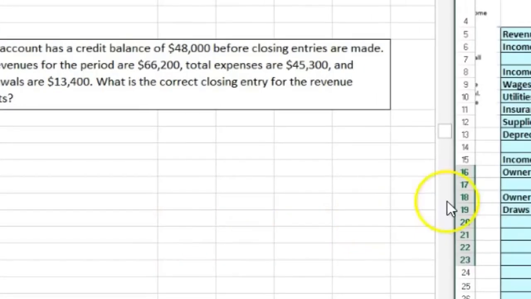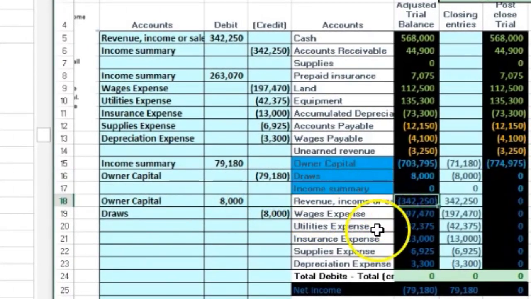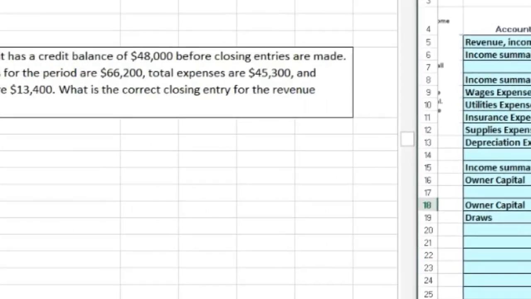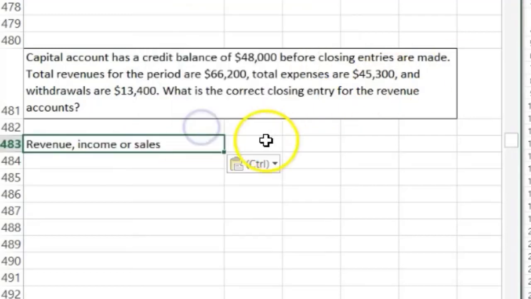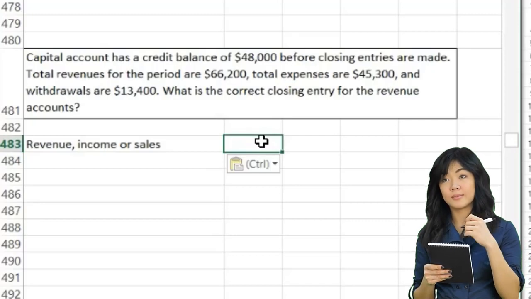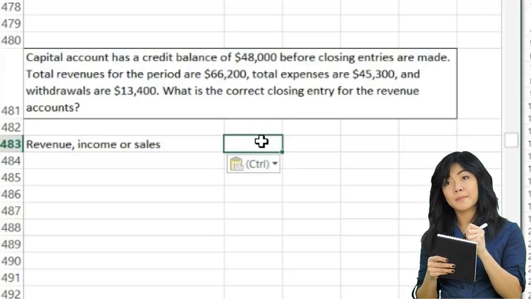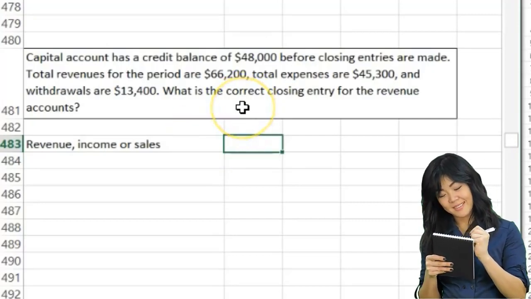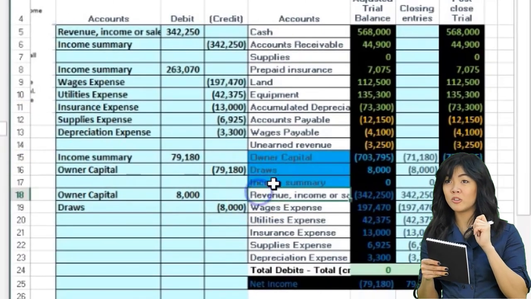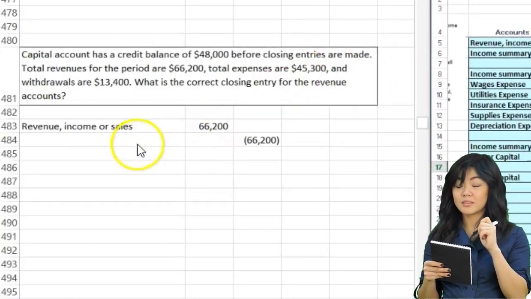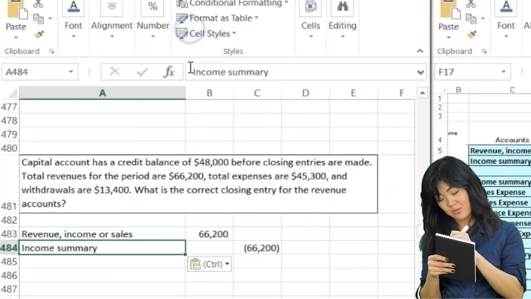So the thing we got to know about that is that revenue has a credit balance. That's the key here, because if we don't know it has a credit balance, we don't know how to make it go to zero. That's what we're trying to do, is make it go to zero. If it has a credit balance, we need to do the opposite thing to it in order to make it go to zero, which in this case would be a debit. So we're going to debit the revenue, and they said that the revenue is 66,200, and then we're going to credit something, and we generally put that in our four-step system into the income summary clearing account.